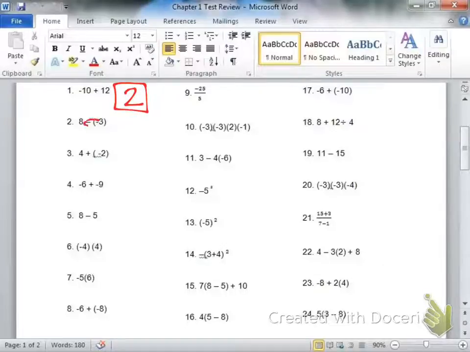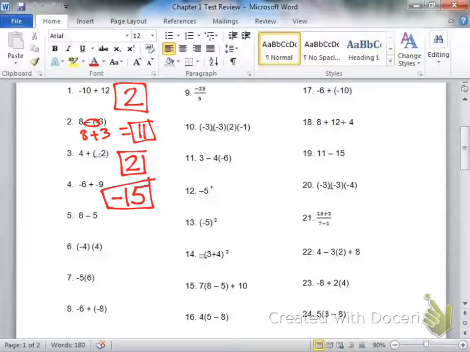Number 2 is a minus a negative. So this is like 8 plus 3, which is 11. Good. Next, we have 4 plus negative 2. Just like number 1, you subtract the numbers, keep the sign of the larger number. You get a 2. Number 4, same sign, so you add the numbers, keep the sign. You get negative 15.